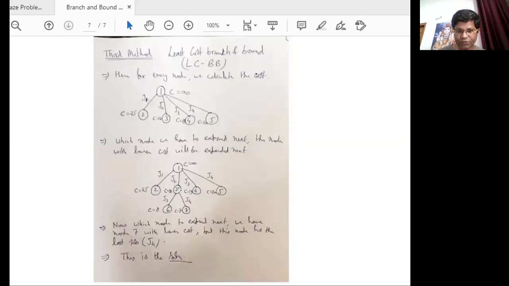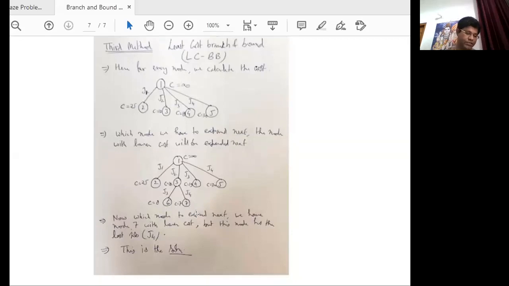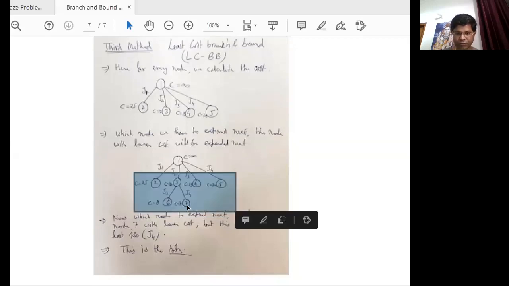Since node 3 had job J2, the only possibilities are job J3 and job J4. So we are expanding job J3 and job J4, and the nodes are labeled as 6 and 7. Suppose the cost for these nodes are, for node 6 the cost is 8, and for node 7 the cost is 7. After this, our next question is which node we have to expand next. Out of these nodes, which node has the lower cost? The node that has the lower cost is node number 7, with cost 7. So we have to expand node 7 first.